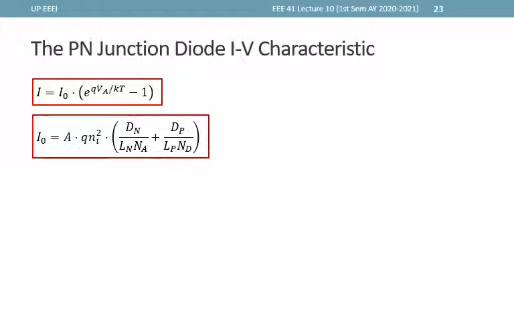So to be able to obtain the expression for current, we simply multiply the current density by A, and comparing the form of the equation, then we can actually say that I naught is equal to this expression right here. So we now have an expression for the reverse saturation current, and that is A q ni squared times Dn over Ln Na plus Dp over Lp Nd.